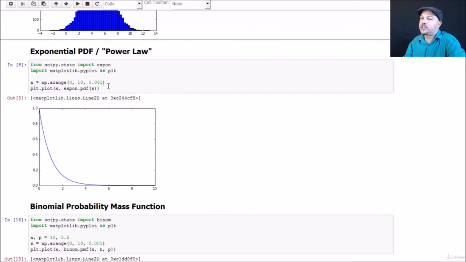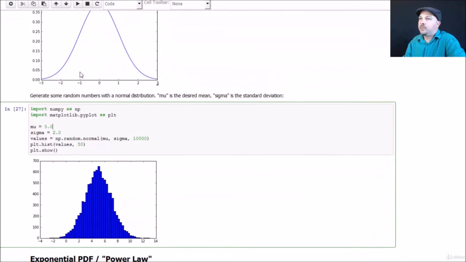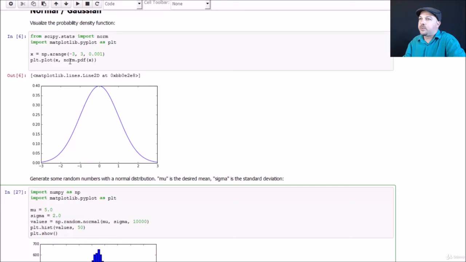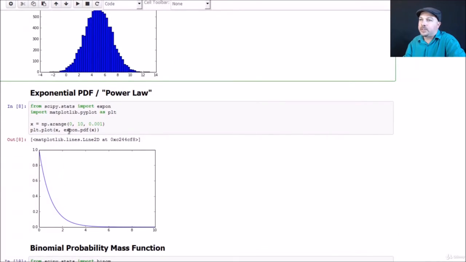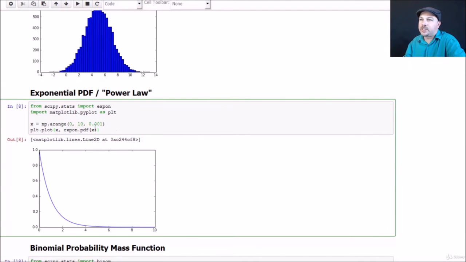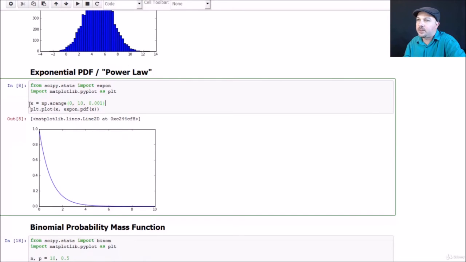And to do that in Python, just like we had a function in SciPy stats for norm.pdf, we also have an expon.pdf for an exponential probability distribution function. And we can do the same syntax that we did for the normal distribution with an exponential distribution here. So again, we just create our x values using the numpy arange function to create a bunch of values between 0 and 10 with a step size of 0.001. And then we plot those x values against the y-axis, which is defined as the function exponential PDF of x. And it looks like that, an exponential fall off.